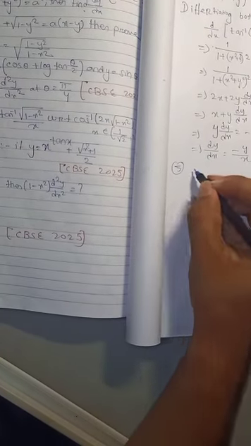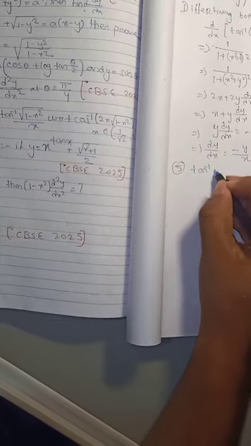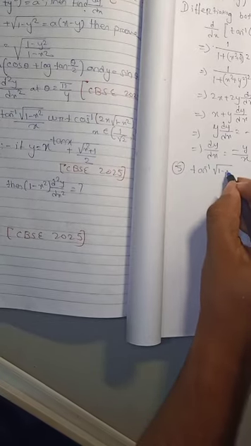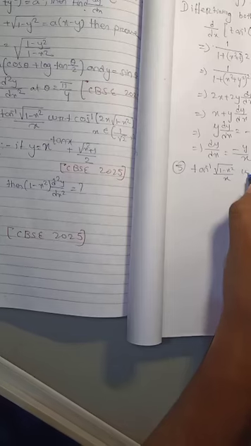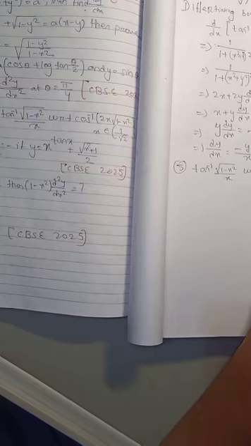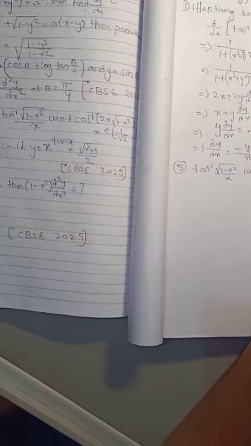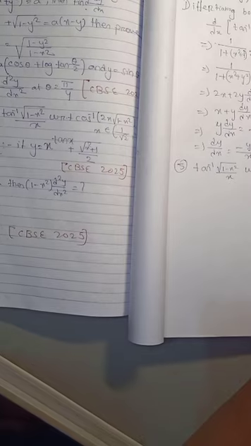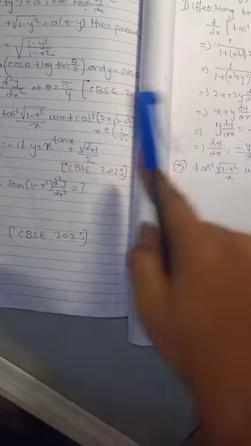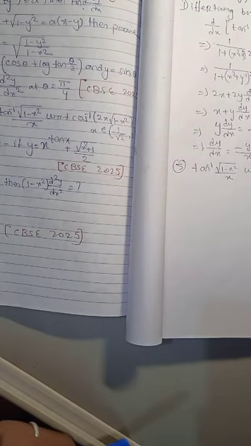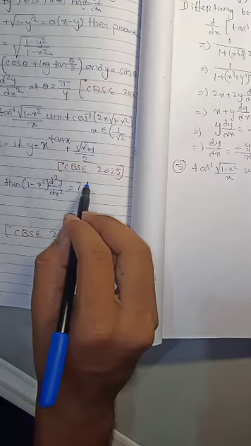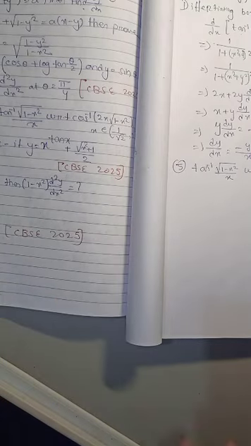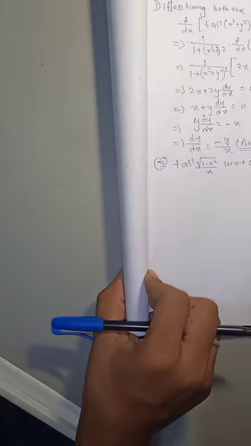Question number 5 is: differentiate tan inverse of root 1 minus x square by x with respect to cos inverse of 2x into root 1 minus x square, where x belongs to 1 by root 2 and 1. This is CBSE 2025 year. Then see how you can do it.